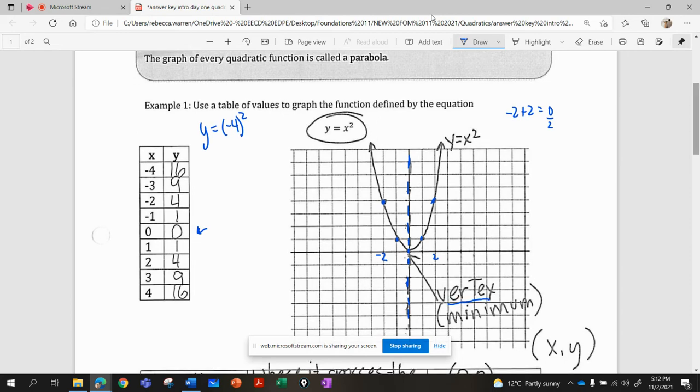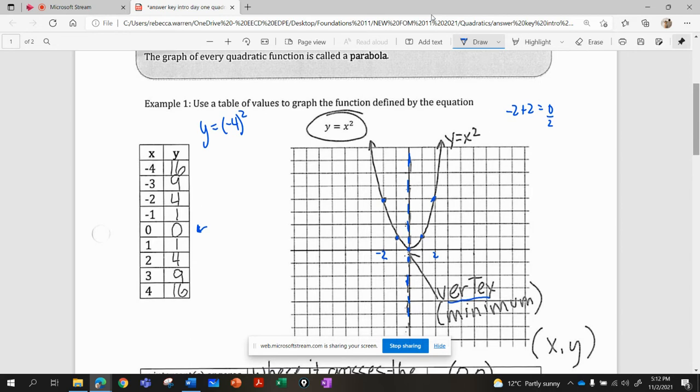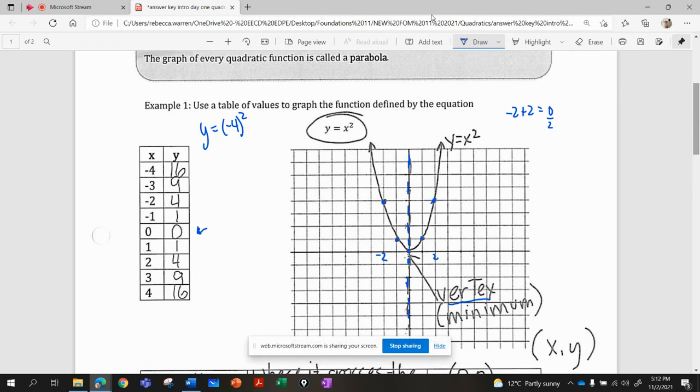So that's kind of the key thing. The fact that it's a degree of 2 is what makes it a quadratic. The degree of 2 is the highest, which makes it a quadratic. And then every quadratic is going to have a vertex and an axis of symmetry.